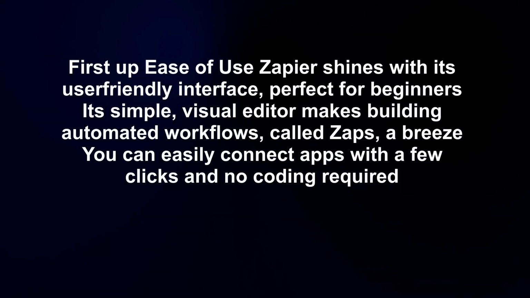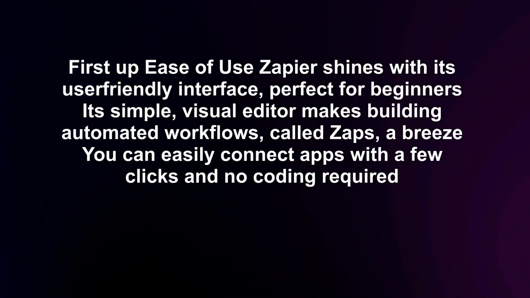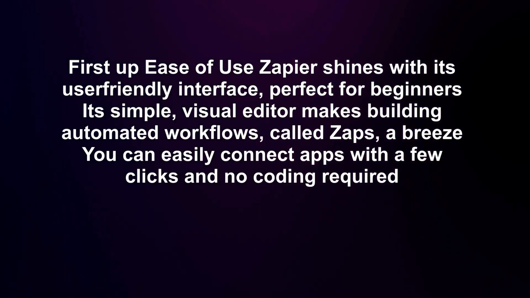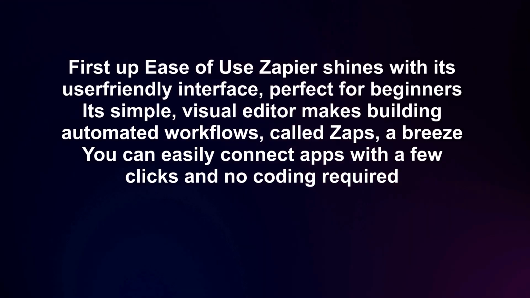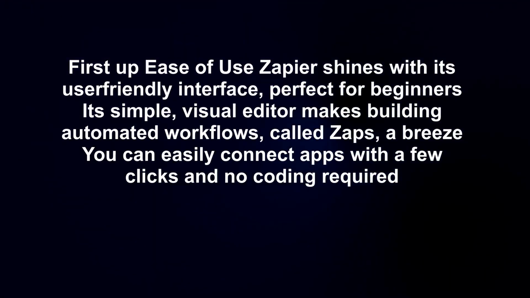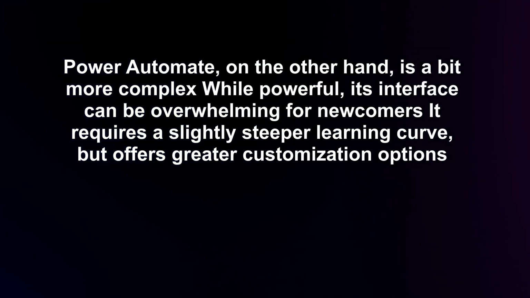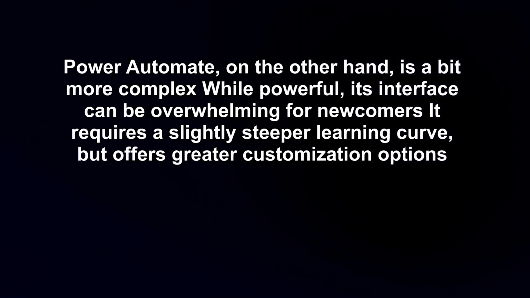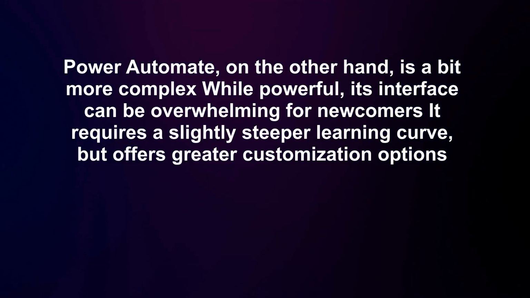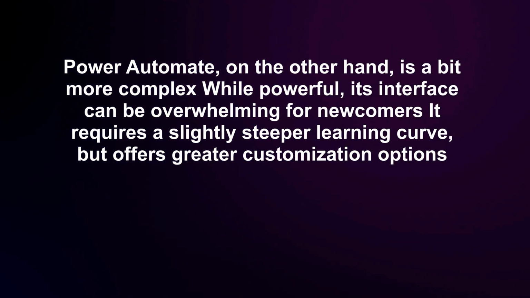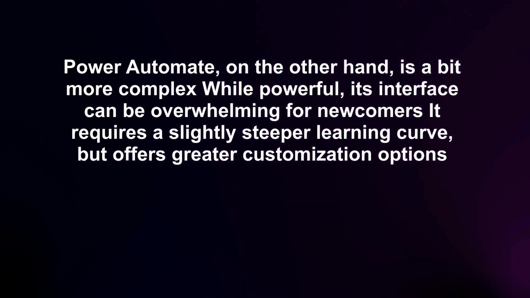Zapier shines with its user-friendly interface. Perfect for beginners, its simple, visual editor makes building automated workflows, called Zaps, a breeze. You can easily connect apps with a few clicks and no coding required. Power Automate, on the other hand, is a bit more complex. While powerful, its interface can be overwhelming for newcomers. It requires a slightly steeper learning curve, but offers greater customization options.